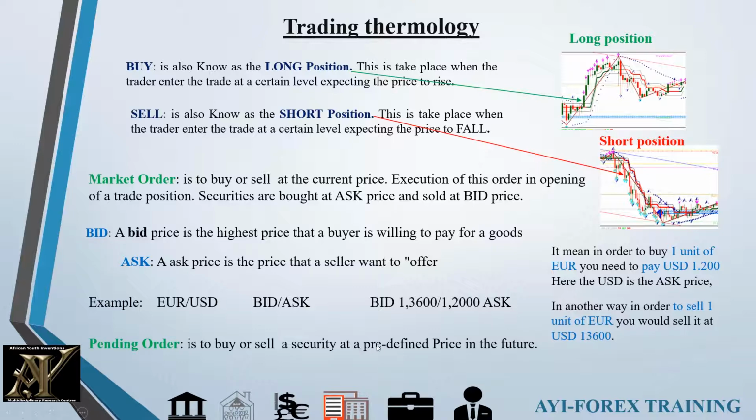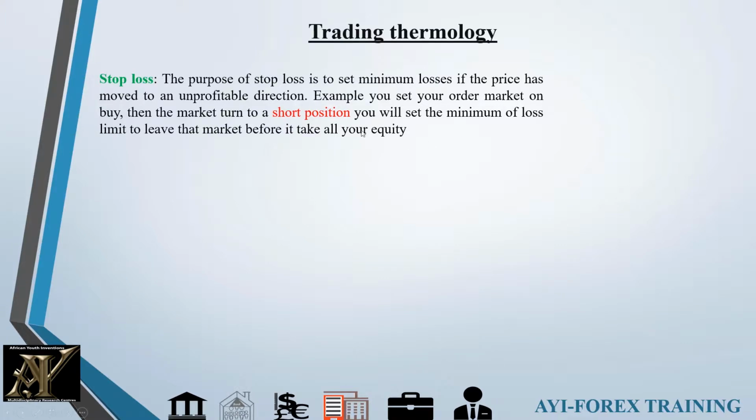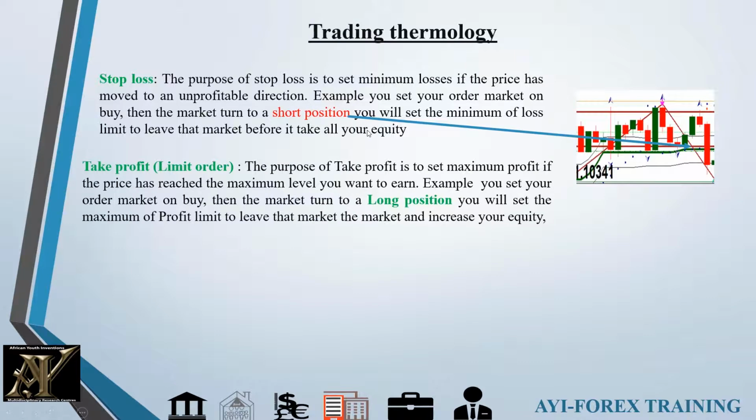A pending order is to buy or sell a security at a predefined price in the future. Stop loss: it's for the purpose of risk management. I can also call it stop loss, is to stop the loss at a set minimum loss. If the price has moved in any unprofitable direction, for example, you set your market order on buying, then the market turned to a short position, you will set a minimum loss limit to leave the market before it takes all your equity. Now the other one, take profit: the purpose of take profit is to set a maximum profit if the price has reached the maximum level you want to earn. For example, you set your market order on buy, then the market turns to a long position, and you will set the maximum profit limit to leave the market.